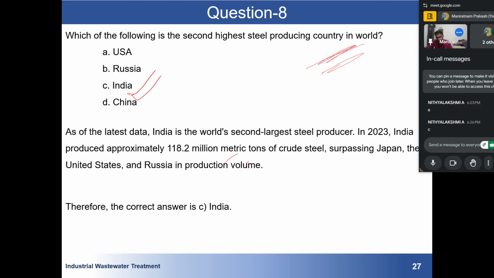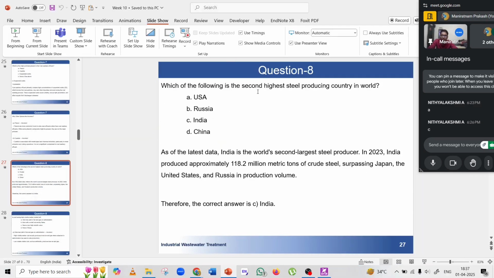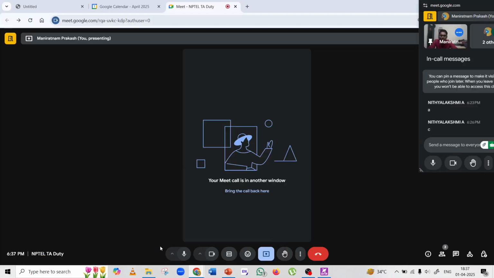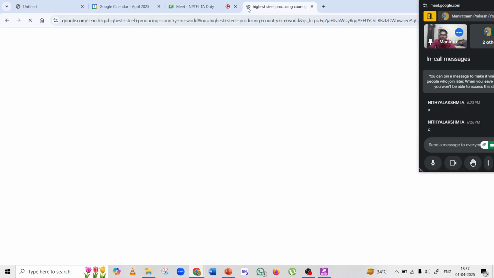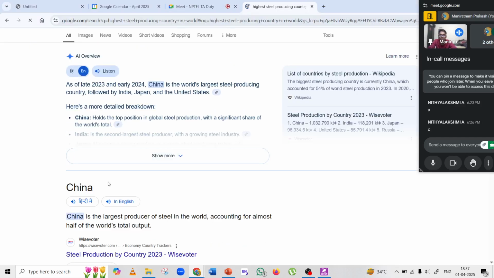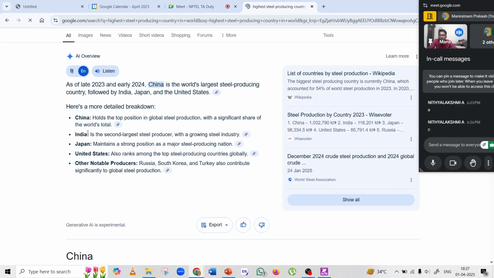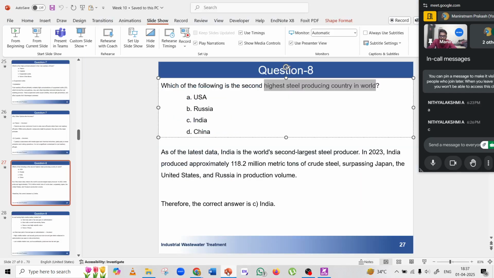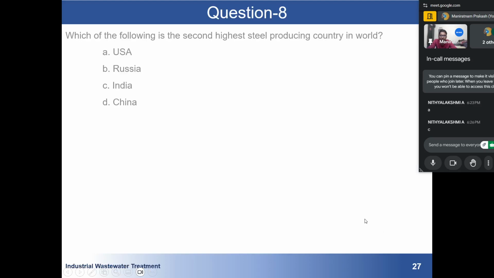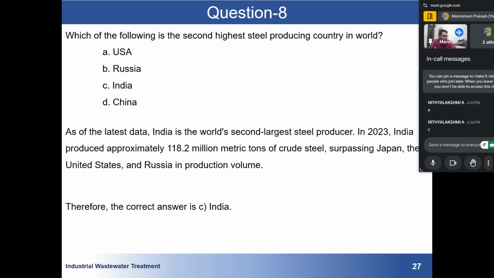I have to check. Let me check. Highest steel producing. China. China is the highest steel producing. Okay, so here you can see China, India, Japan, United States, and other notable countries like Russia, South Korea, and Turkey. So the correct answer is C, India.